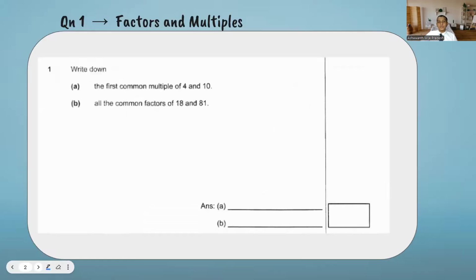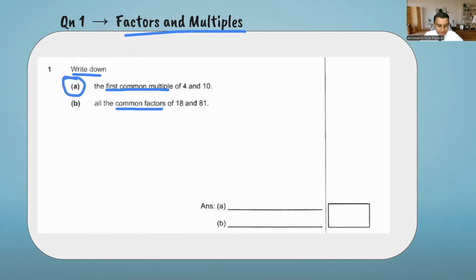So this is question 1, and this question is testing us on factors and multiples. So let's read the question first. Write down the first common multiple of 4 and 10. Write down all the common factors of 18 and 81. So let's look at part A first. The first common multiple of 4 and 10.